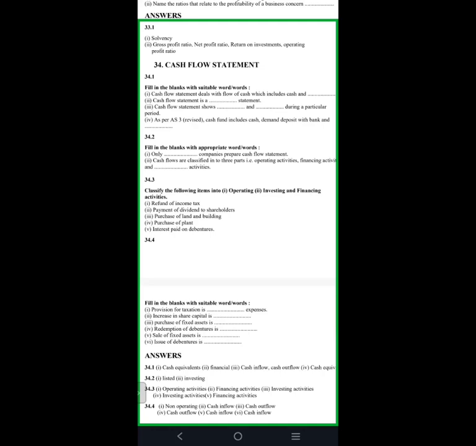Fill in the blanks with appropriate word or words. Only dash companies prepare cash flow statement. Listed companies only. Cash flows are classified into 3 parts: operating activities, financing activities, and investing activities.